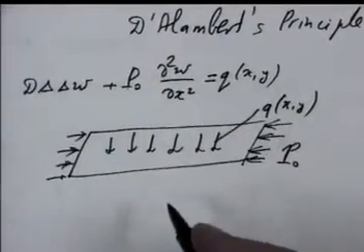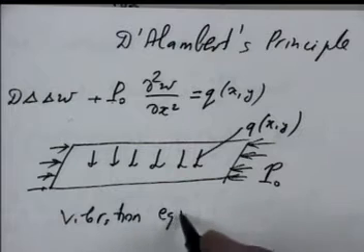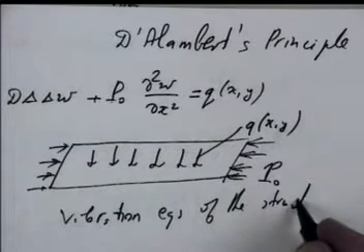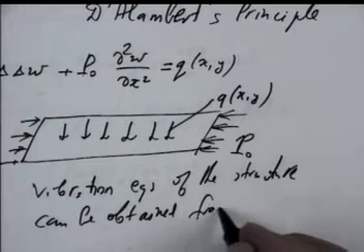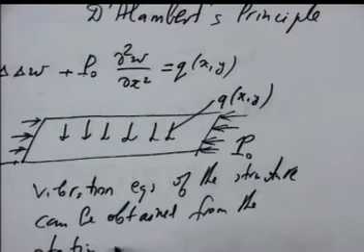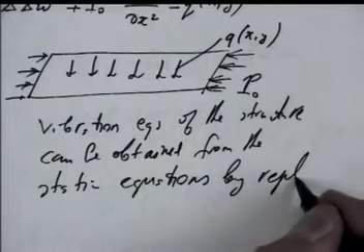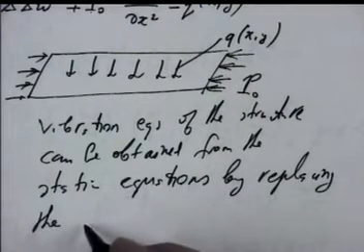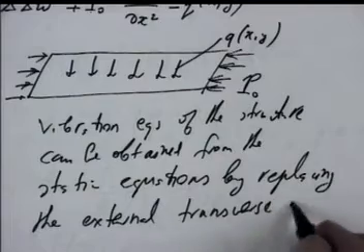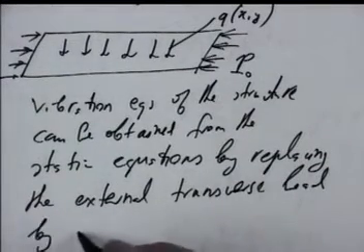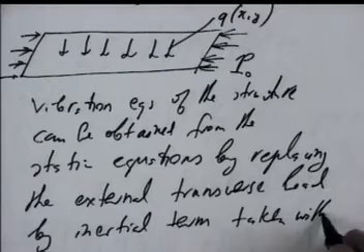Now, according to D'Alembert's principle, vibration equations of the structure can be obtained from the static equations by replacing the external transverse load by inertial term taken with minus sign.